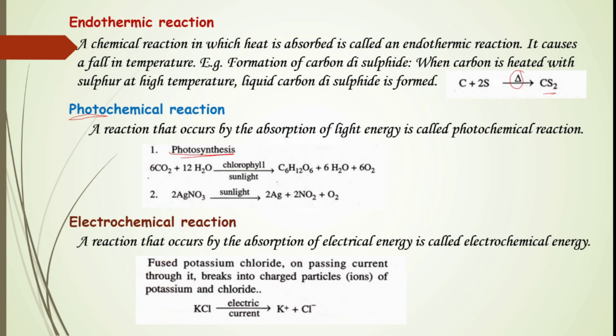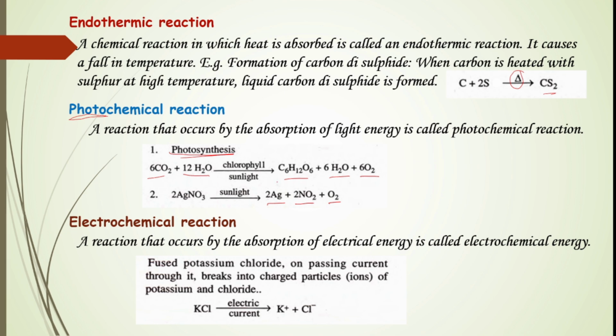So during photosynthesis, what is happening inside the leaf of the plant? It takes in carbon dioxide, which then reacts with water in the presence of sunlight and with the help of chlorophyll to give glucose, water vapor and oxygen. This is an example of a photochemical reaction. Similarly, silver nitrate in the presence of sunlight decomposes to give silver, nitrogen dioxide and oxygen. So a photochemical reaction is a reaction which takes place in the presence of light.